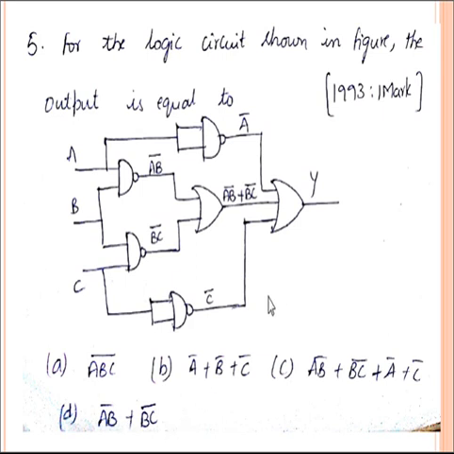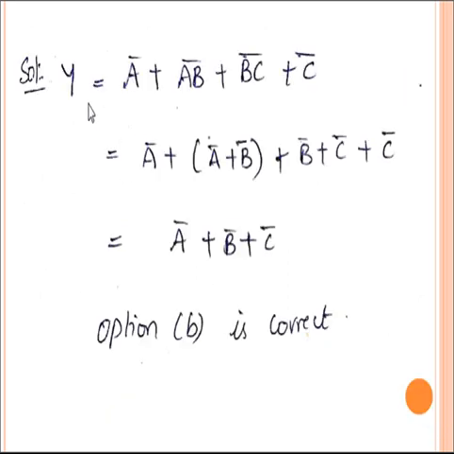For this type of question, we have to find the output value y as a minimal expression. Okay, so the output y must consist of a minimal expression. So how do we write the y expression? We can write y as A bar plus AB bar plus BC bar plus C bar.